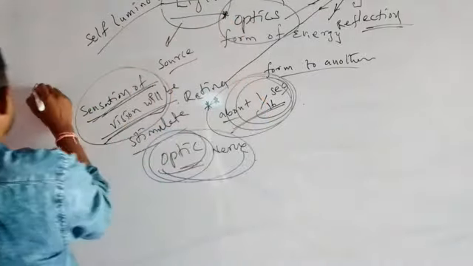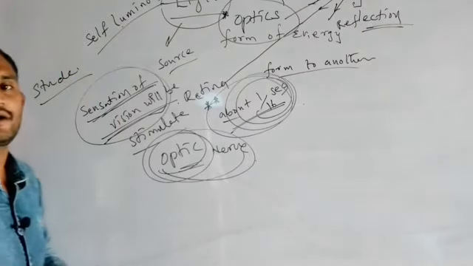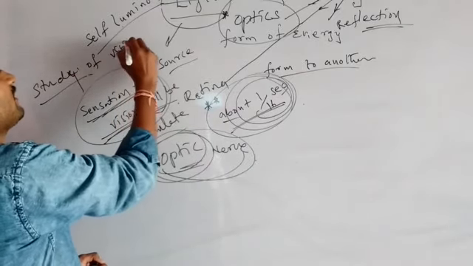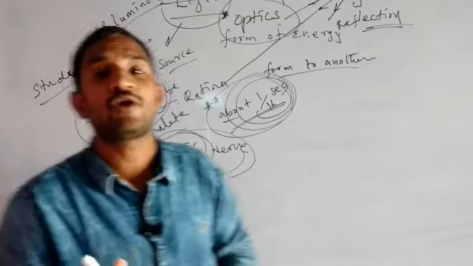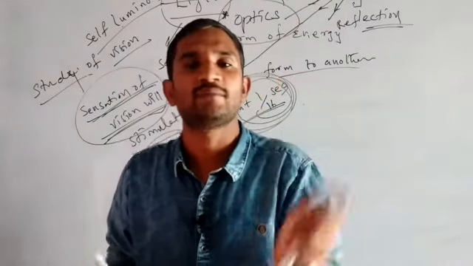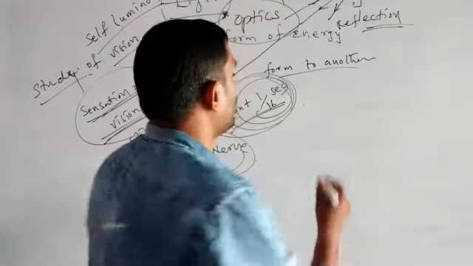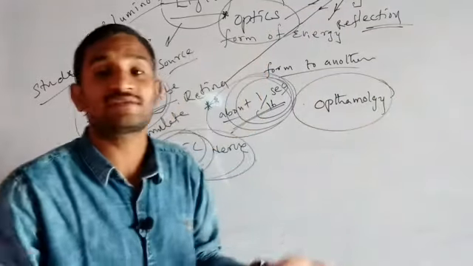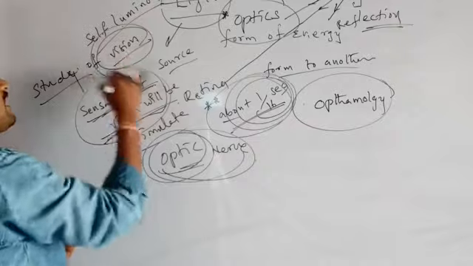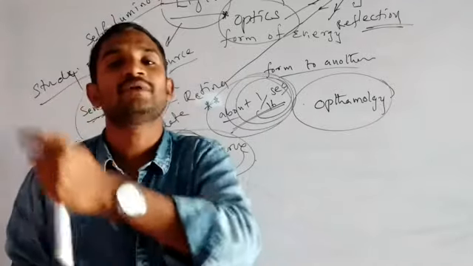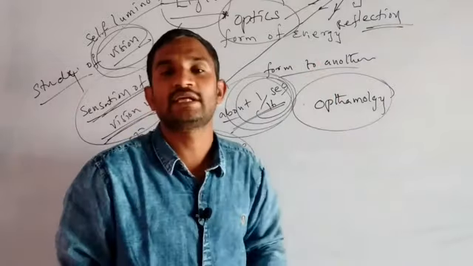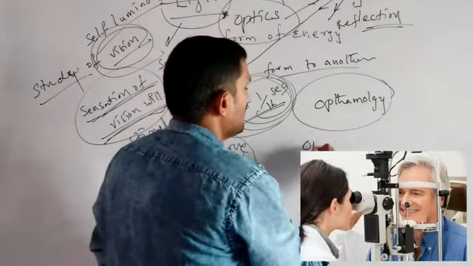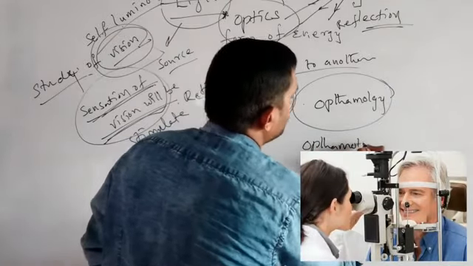Again, one more: the study of human vision, the study of vision of human beings, is called ophthalmology. What is meant by ophthalmology? What are we studying about? We are studying about the vision of human beings. Vision of human beings is called ophthalmology, and the eye specialist is called an ophthalmologist.